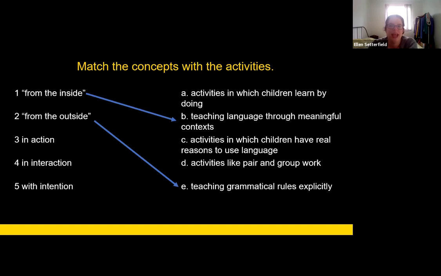What about number three, in action? That one's a bit easier, I think. 3A, yep, definitely. So by learning through doing things. I've just realized that I've come up with number four as well by mistake. So I've given you the answer, number four already. Four is D, yes. So activities like pair and group work.